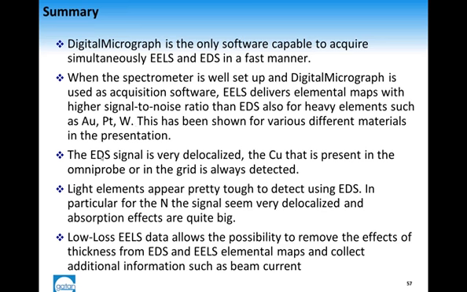The EDS signal is very delocalized. The copper that is present in the Omniprobe or in the grid is always detected. Light elements are pretty tough to detect using EDS. And if you look at the nitrogen signal, it's pretty well delocalized. There's also some big absorption effect. If you acquire the data in DualEELS mode, we have the low loss along with the EDS. We can remove the effect of thickness from EDS and EELS. We can also collect additional information such as the beam current.